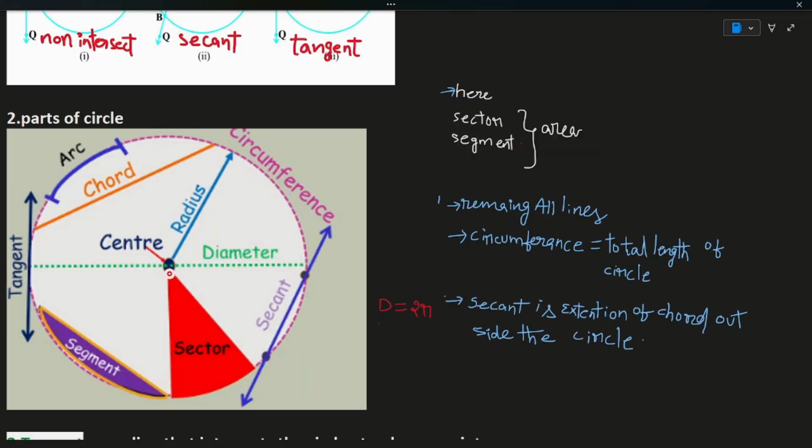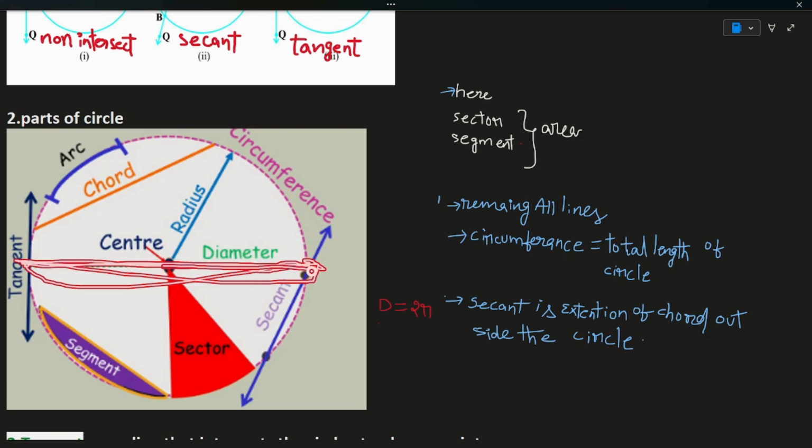What is the diameter? Diameter is the distance between two opposite points which are located on the circle, also passing through the center. Then only I can call it a diameter. In this figure, I can call this green dotted line a diameter. Why? Because this diameter line connects two opposite points. See, this is one point, this is one point. It connects two opposite points, and it also passes through the center.